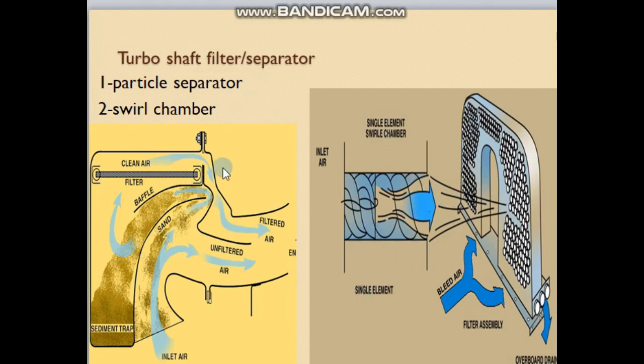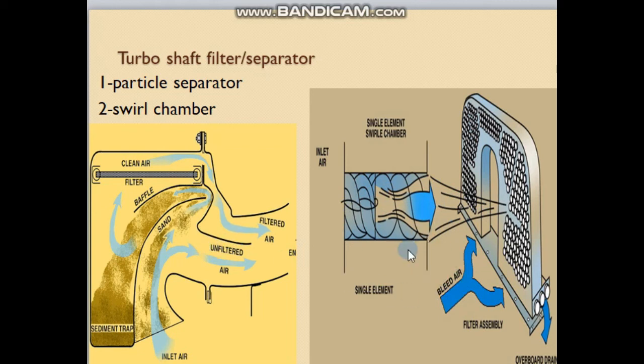One of the most critical aspects of air inlet system design for the turboshaft engine is the prevention of foreign object damage to the compressor. This is especially difficult in helicopters. So many helicopters are fitted with a particle separator and another type that uses several individual filter elements and acts as a swirl chamber. We talked about the particle separator when we talked about the turboprop.